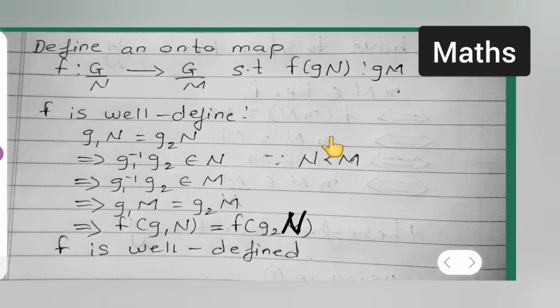Now let us see, f is well defined. Suppose g1N is equal to g2N. This implies that g1 inverse g2 belongs to N. Since N is a subgroup of M, g1 inverse g2 belongs to M, then g1M is equal to g2M. Now what was the condition? gM is equal to f(gN), right? So f(g1N) is equal to f(g2N). So from this we can see that f is well defined.